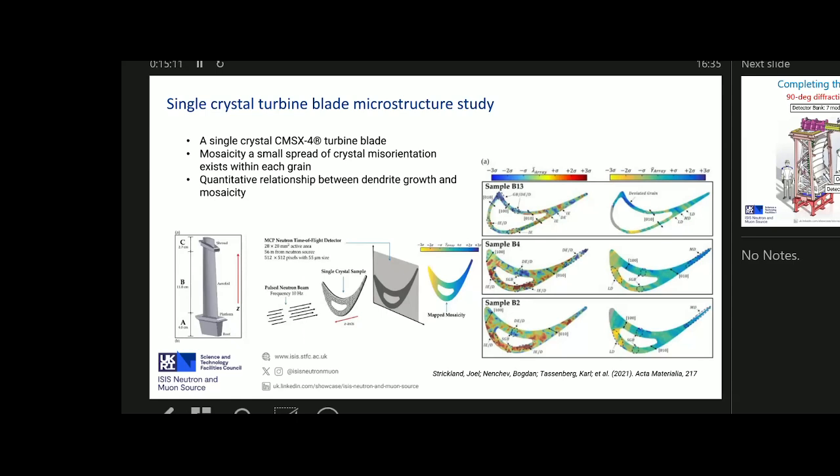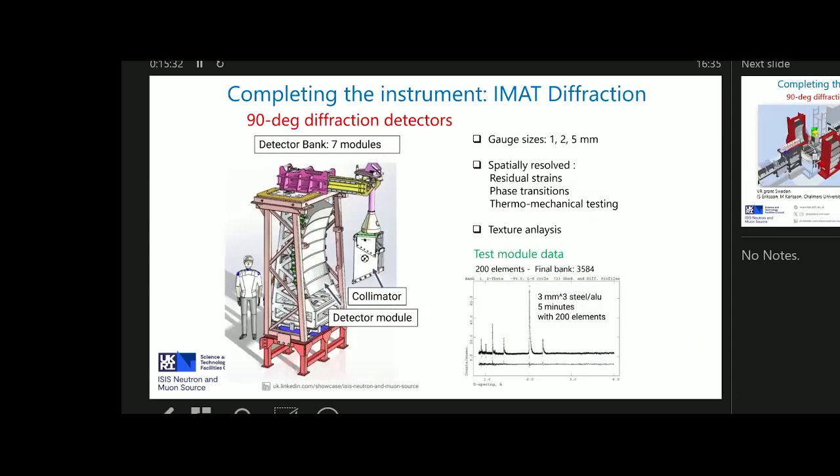microstructure. And then based on this result, they can find the quantitative relationship between the dendrite growth and the porosity, which is very important for the industry to improve their manufacturing process for this single crystal nickel-based superalloy. So yeah, those are the case studies.